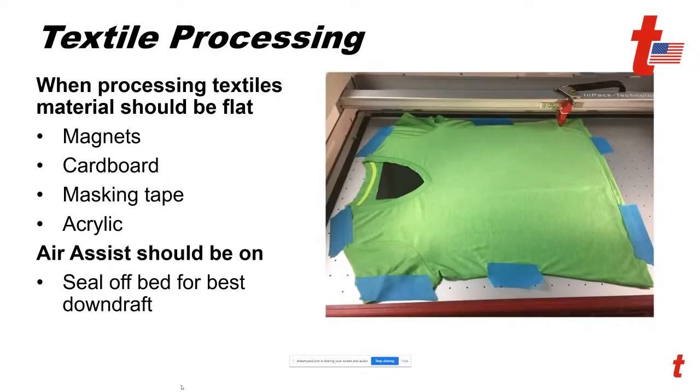Use your downdraft vacuum table if you have it, or a downdraft cutting grid. Block off any excess material to keep it flat. Like I said, using the magnetic table, especially if you're just engraving it. Cardboard, masking tape, anything you need to do to keep that material flat when processing it with a laser system.